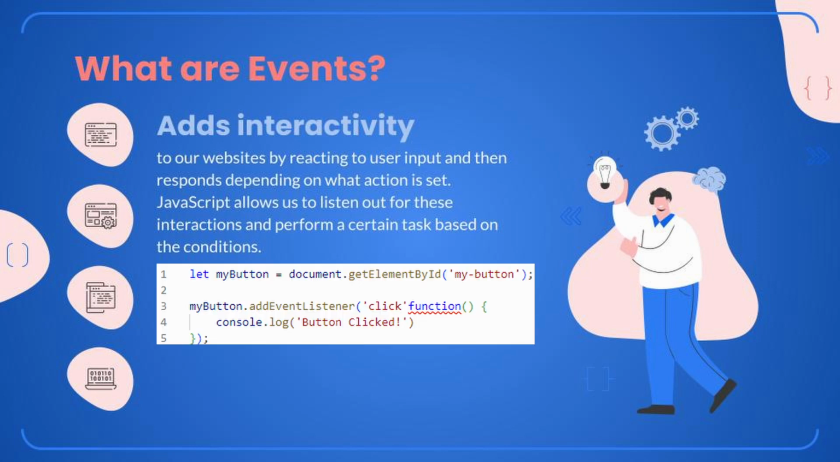So let myButton equal getElementById, which is myButton, and myButton.addEventListener, click, function, console.log, button clicked. So basically what we're getting it to do is wait for myButton to be clicked, and then it will show on the screen, button clicked.